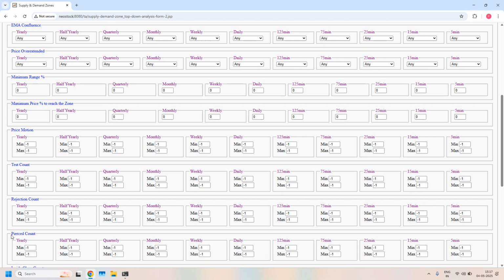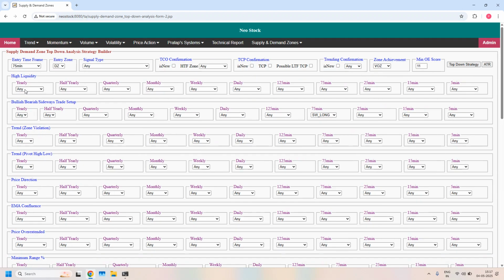So in the pierced count at 75 minutes time frame, minimum value I am using 0, maximum value 0. That means pierced count should be 0. Pierced count 0 means zone is not pierced. Which zone? The one you select here, 75 minutes demand zone. If I change it to supply zone, the same filter applies to the supply zone. So at present we selected 75 minutes demand zone.